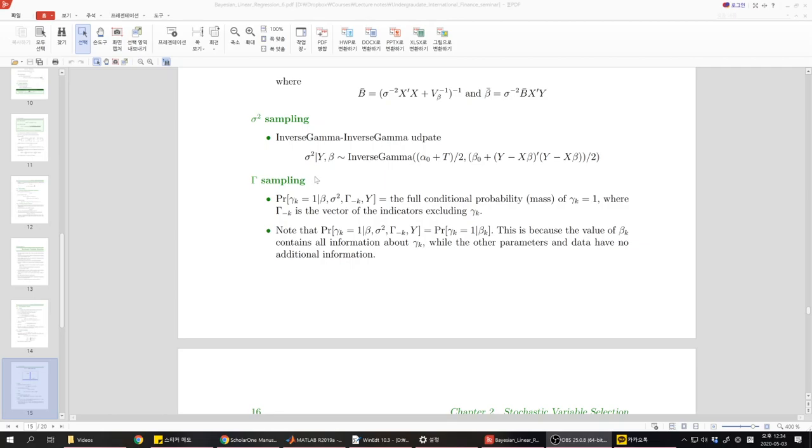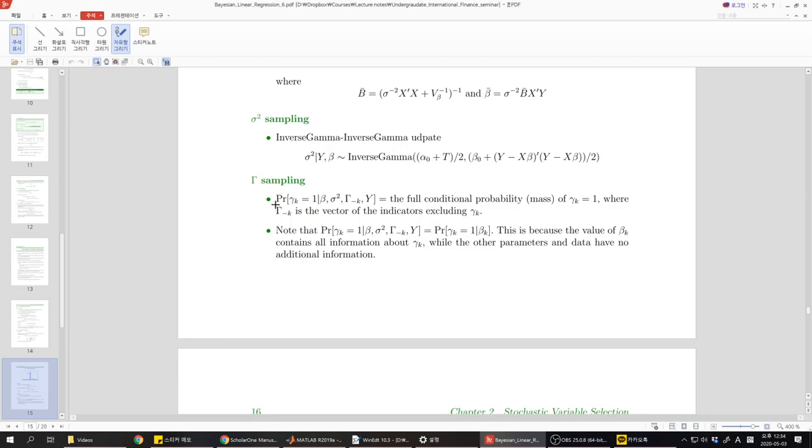The last block is gamma sampling. To sample gamma k, we have to derive its full conditional distribution. This is the definition of the full conditional probability, or probability mass, of gamma k.